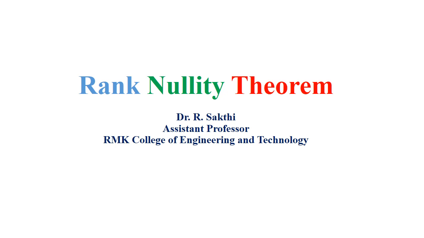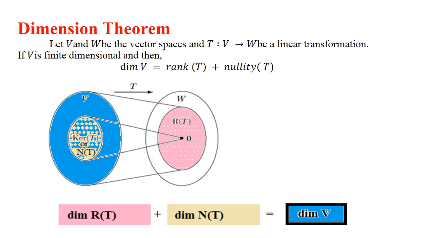Hello students, in this video we'll see the rank nullity theorem. The statement is: let V and W be two vector spaces over the same field F, and T from V to W be a linear transformation. If V is finite dimensional, then dimension of V is equal to rank of T plus nullity of T.